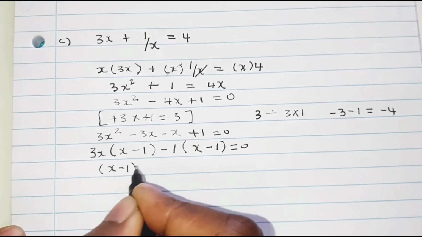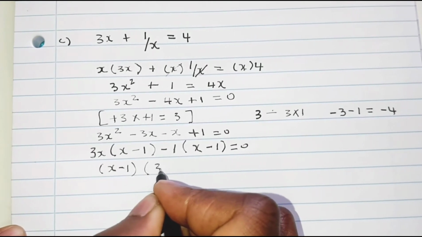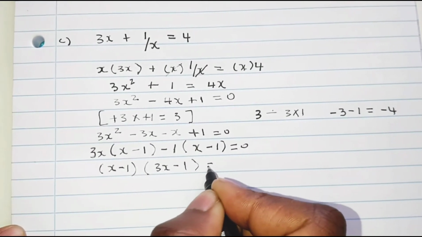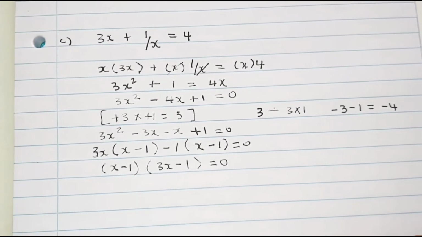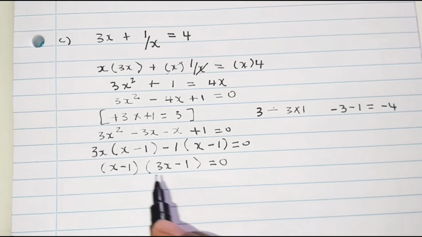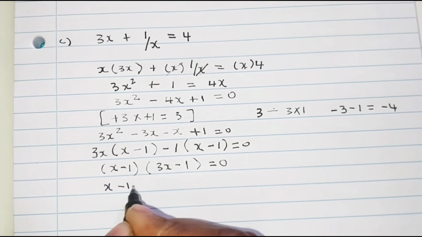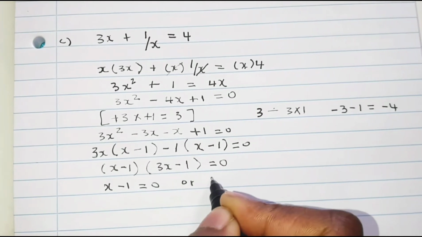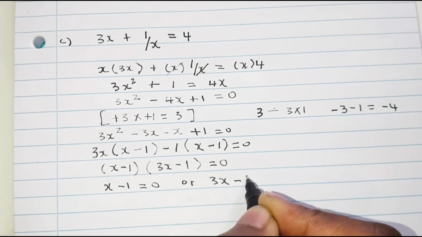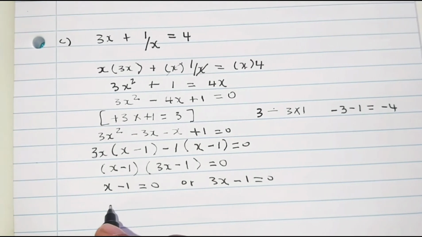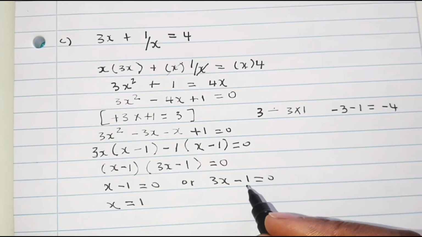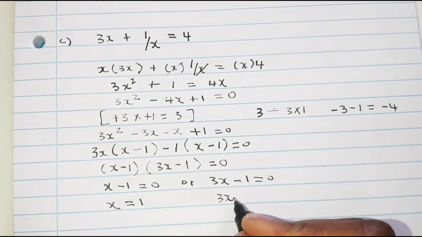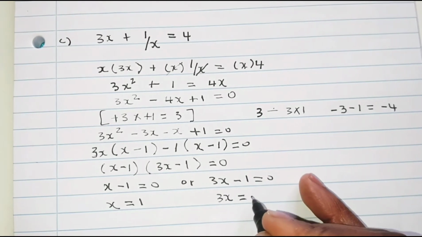Okay, so now we're going to say x minus 1, which is this, and 3x minus 1 is equal to 0, right? So now that we have come this far, we know that x minus 1 is equal to 0, or 3x minus 1 is equal to 0. So here it's x is equal to positive 1. When you move to the other side, it's going to be positive. On this side, we're going to say 3x is equal to 1, right?